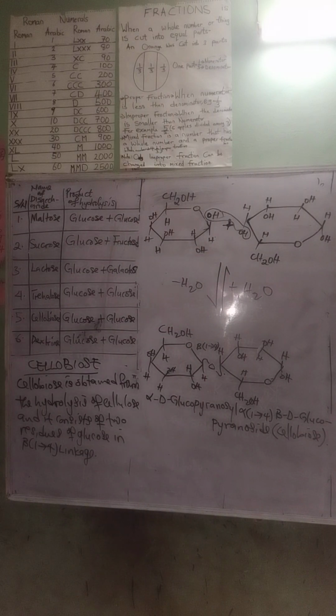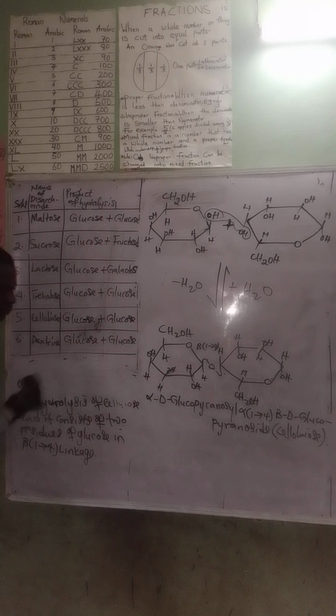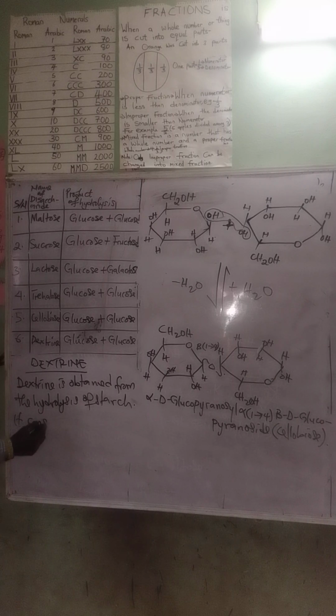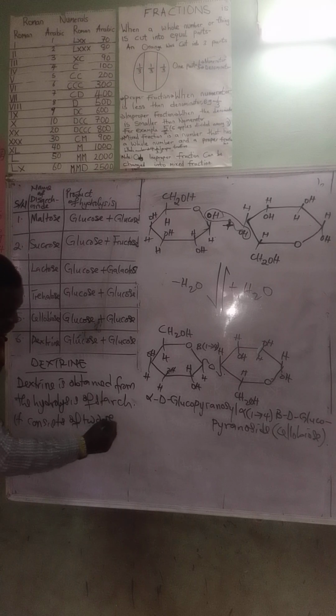So lastly, we'll look at dextrins. Dextrin is obtained from the hydrolysis of starch. When you put starch in your clothes and you iron it, it's dextrins that make your clothes stiff. It consists of two residues of glucose, but in what? In alpha 1 to 6 linkage.